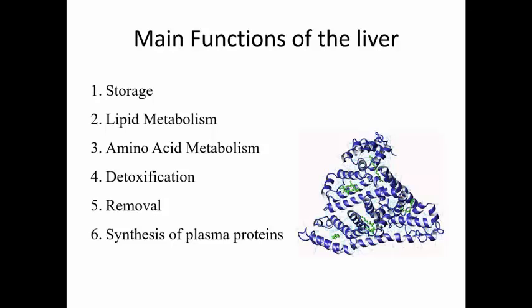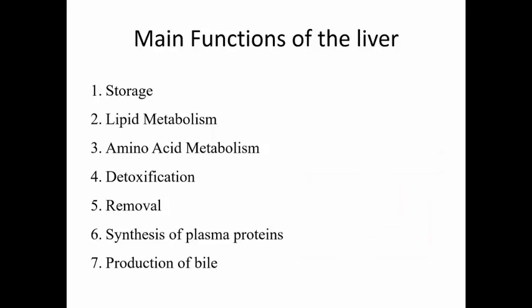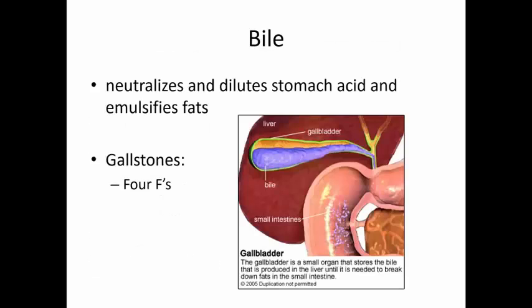You can synthesize plasma proteins in the liver, and the liver produces bile, which is important for emulsifying fat and helping you to break it down. So bile is going to neutralize and dilute stomach acid and emulsify fat. And some people are prone to developing stones in their gallbladder. The gallbladder is basically a storage depot for bile that's been made by the liver.